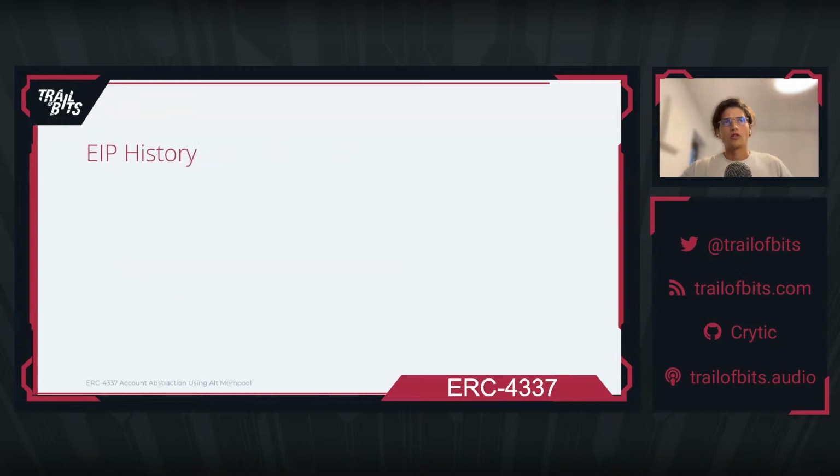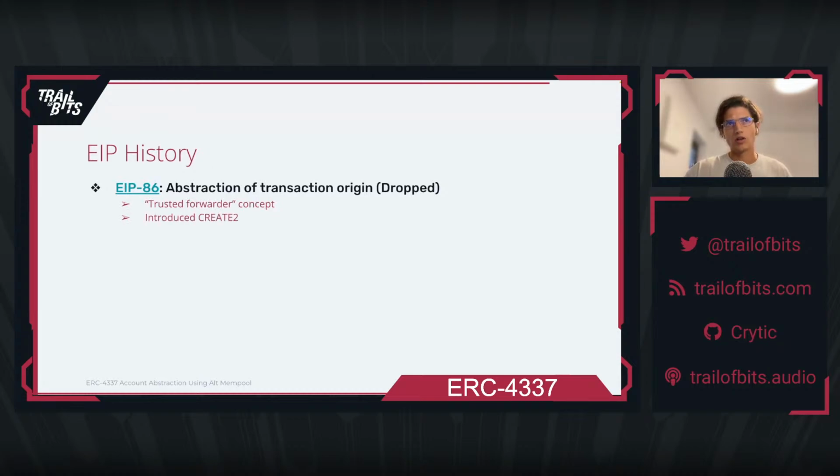So let's go through some of the EIP history, starting out with EIP 86, originally created by Vitalik. We have abstraction of transaction origin, which is dropped now. However, it introduced the trusted forwarder concept. It also highlighted the need for a create2 opcode, basically a method of creating new contracts independent of the current contract's nonce. But that create2 was not introduced in that EIP. That was a different EIP.